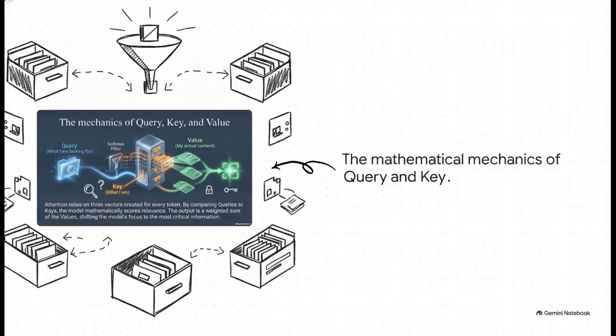Think of it literally like a giant filing cabinet system. When a word or a token enters the model, it gets mathematically split into three distinct parts: a query, a key, and a value. The model then uses these three components to sort through the entire database of the sentence to find exactly what information is most relevant to the current word it's processing.